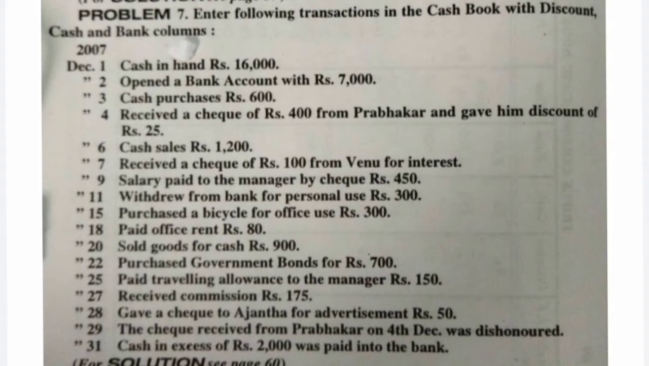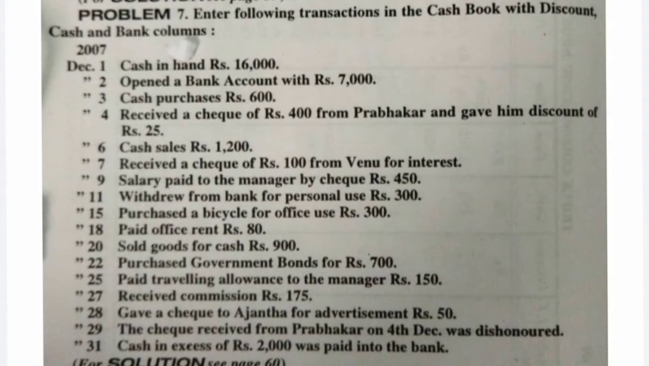Received a check of rupees 100 from Venu for interest. We are receiving some rupees 100 from Venu. From whom we are receiving is not relevant to us, but what is the income we are receiving, that is interest. So through check we are receiving, so the entry would be bank account debit to interest income account.